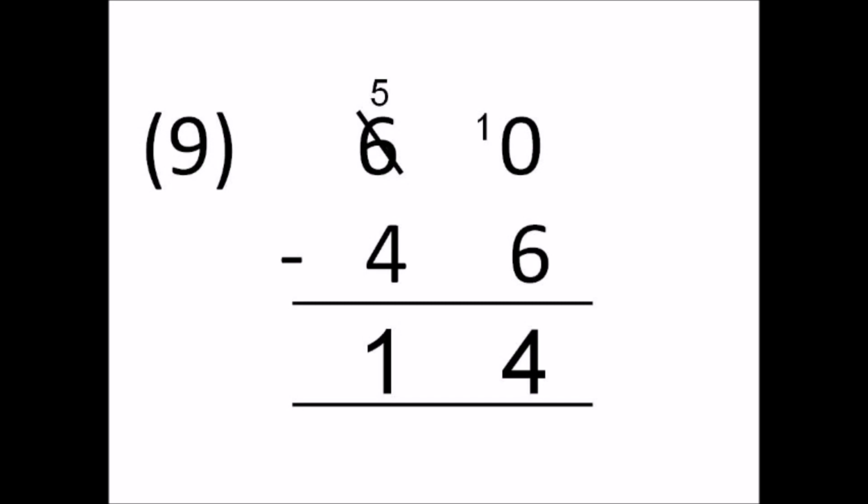Number 9, 60 take away 46, and you have to rename the 60. When you rename the 60, you take a 1 from the 10's column and put it in the 1's column, so that becomes the number 10. Then 10 take away 6 is 4, and the 5 take away 4 is 1. There you have it. I knew you could work that.